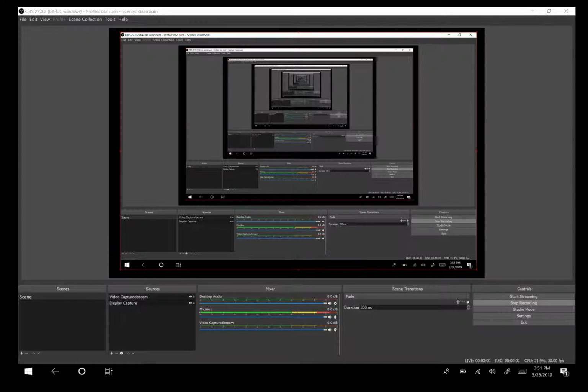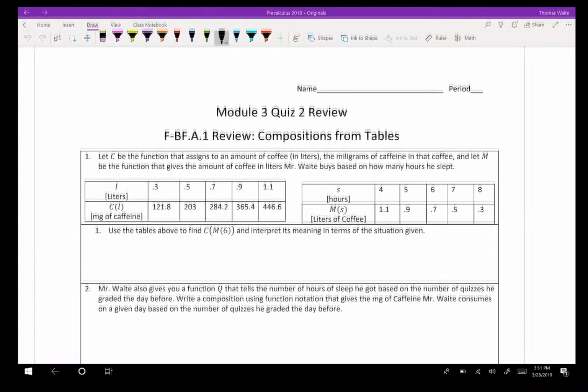Hey everyone, this is the first part of our review for our second quiz in Module 3. We're talking about function compositions. First, in this video, we'll talk about it from tables. There's a practice problem. Then next, we'll talk about it from equations.